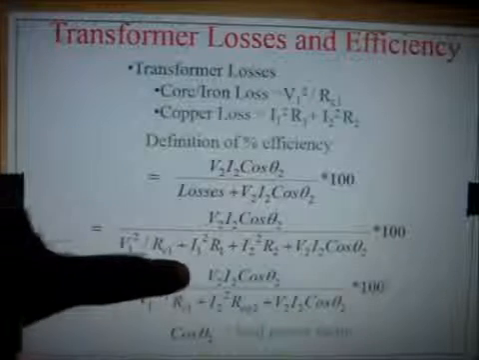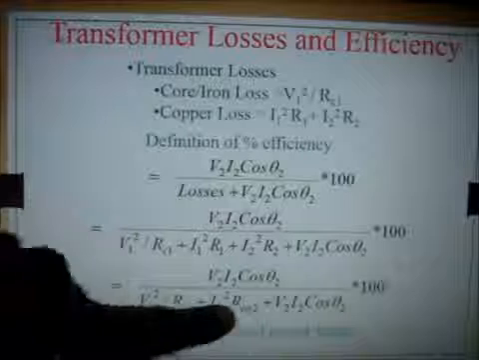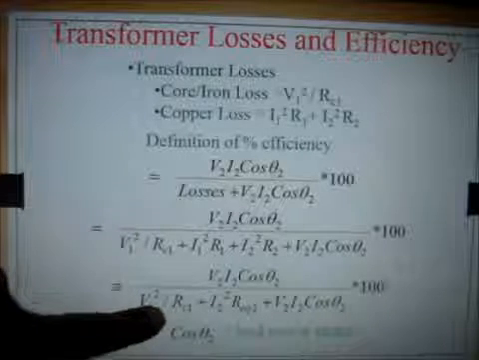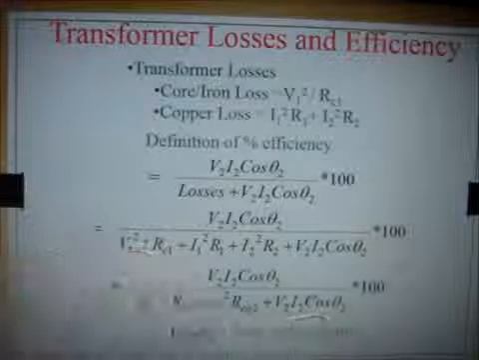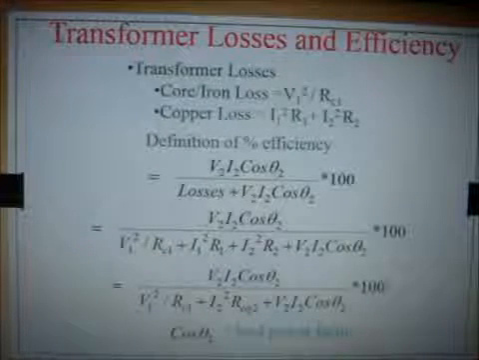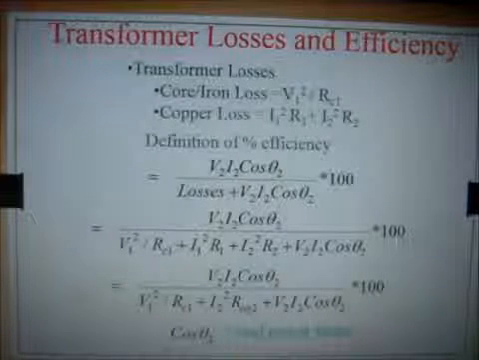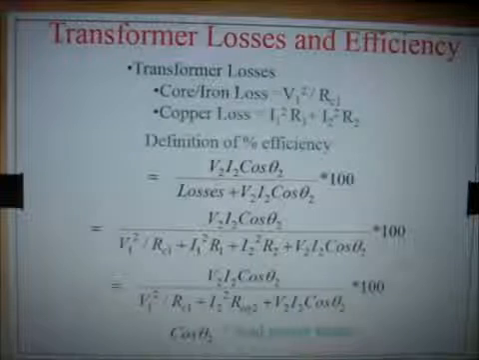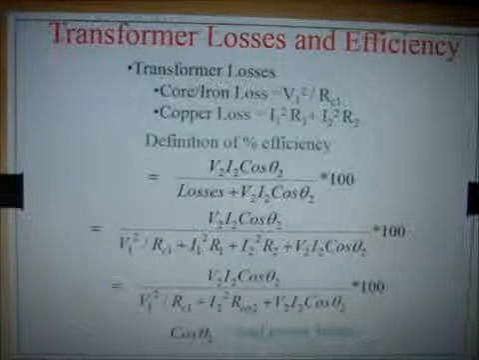This is the net output, that is V2 I2 into cos phi 2, divided by the net loss, that is iron loss plus copper loss, plus the output. In this case cos phi 2 is the power factor, the load power factor. So this was about losses and efficiency. We have to practice more numericals on this to be conceptually sound.